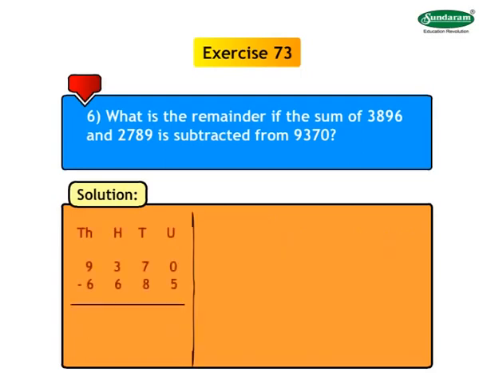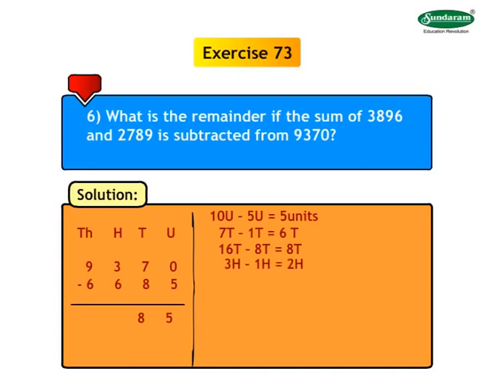9370. Arrange the numbers. Starting from units place, we cannot subtract 5 from 0. So borrow 1 tens from 7 tens. Thus, 10 units minus 5 units is equal to 5 units. 7 tens minus 1 tens is equal to 6 tens. In tens place, we cannot subtract 8 from 6. So borrow 1 from 300. Thus, 16 tens minus 8 tens is equal to 8 tens. 300 minus 1 h is equal to 200.